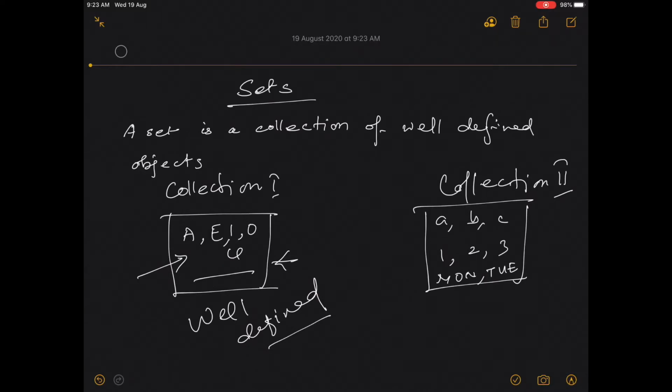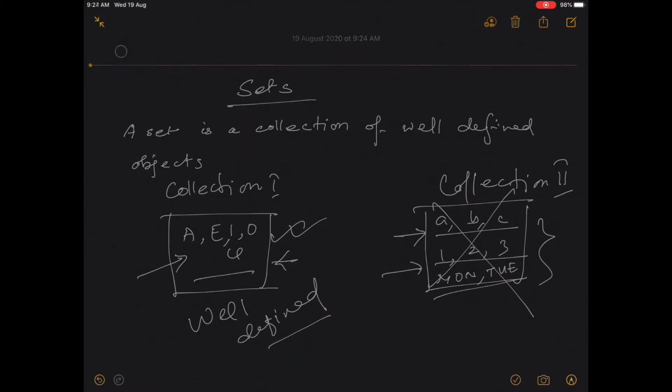But here this collection cannot be defined in one statement. Here you see these are alphabets, numbers, days in a week. So this is not well defined. So this collection cannot be a set, but the other can be regarded as a set. So that is the definition of a set.